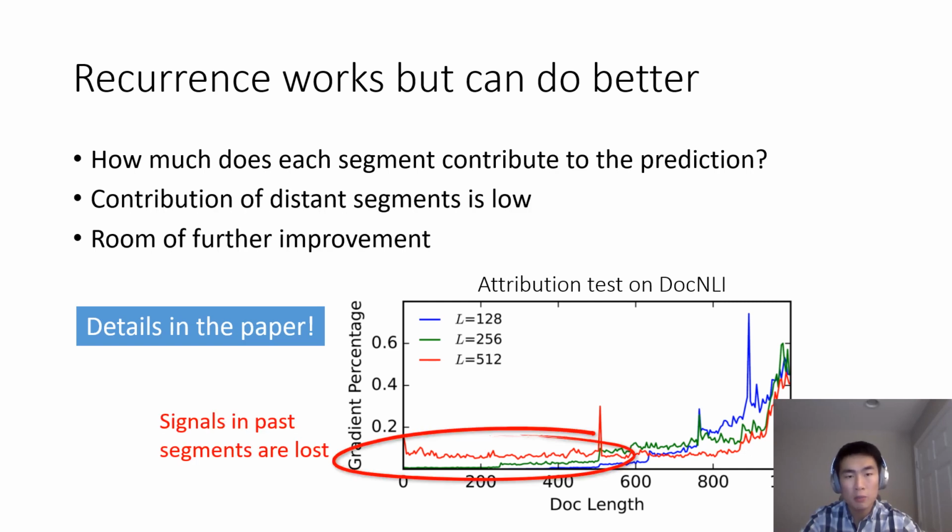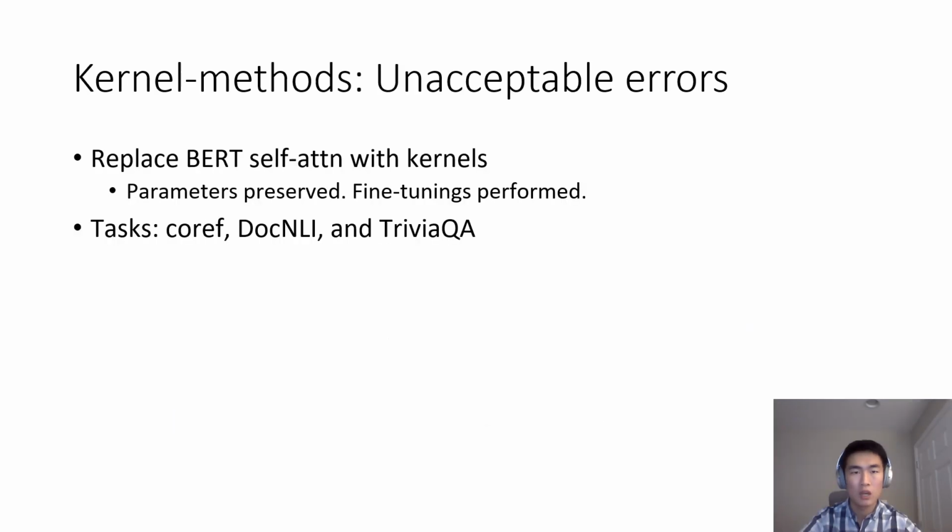We found that the contribution of the left part of the document, or the distant segments, is really low, which means that their signals are lost during forward propagation. Then we conclude that the recurrence is helping the performance, but it can be much improved if the issues can be fixed. Then we turn to the kernel methods.